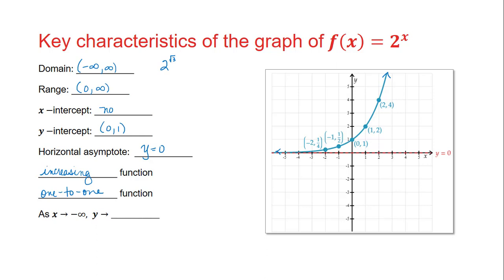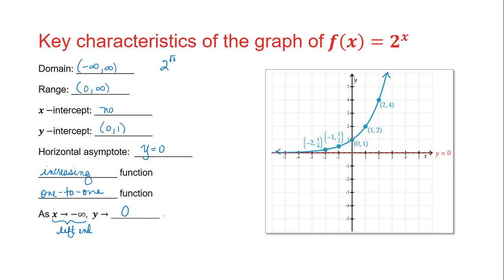And then the other thing I want to think about is this end behavior to the left. So we say as x goes to negative infinity, remember that means as I'm going to the left end of my graph, what is happening to the y values? Well, notice that the points are all approaching the x-axis, which is a y value of 0, right? They're approaching that horizontal asymptote. So we said that y approaches 0.